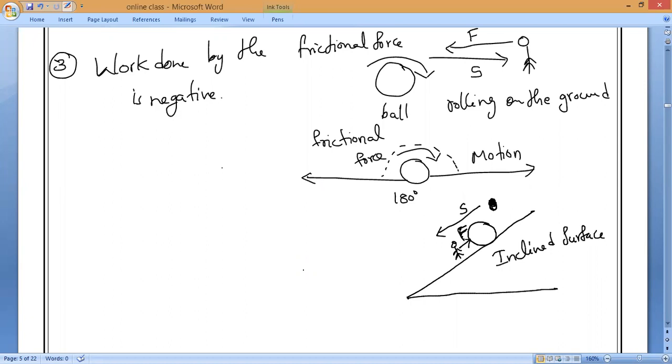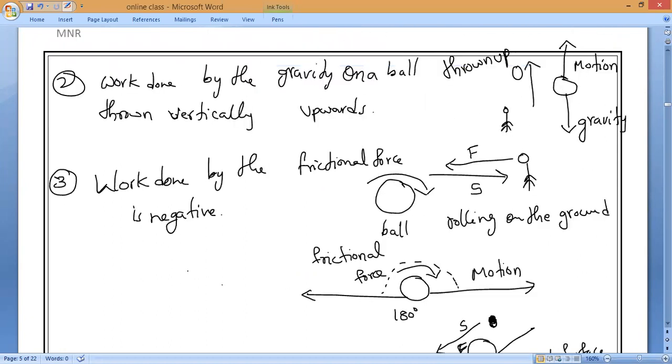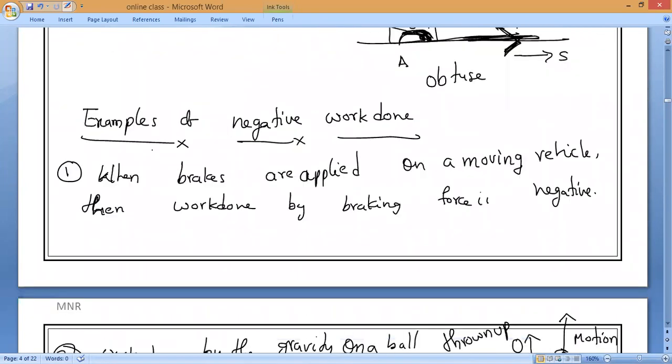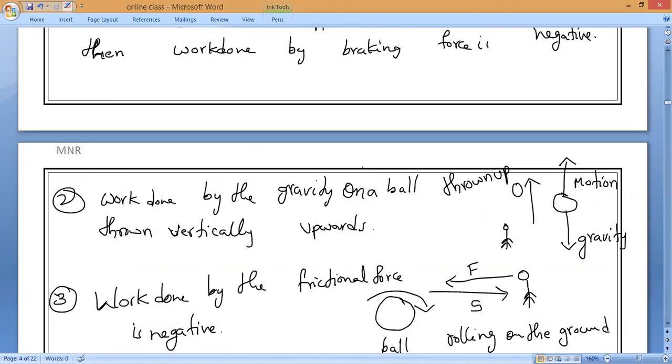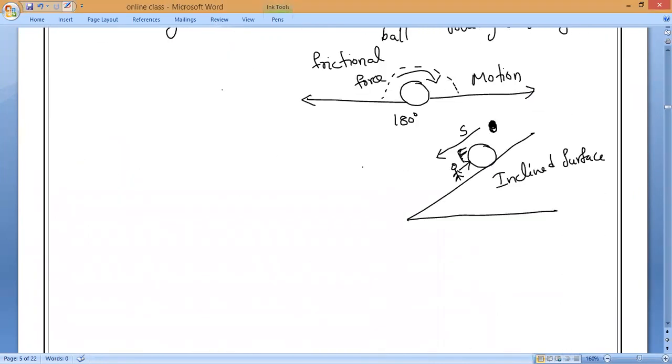Okay, but anyhow, three examples are enough. You can learn these three examples. Any doubt, anyone can ask. Three examples for negative work done. Clear, guys? Omar, Gokul. Yes, sir. Next, the last one.